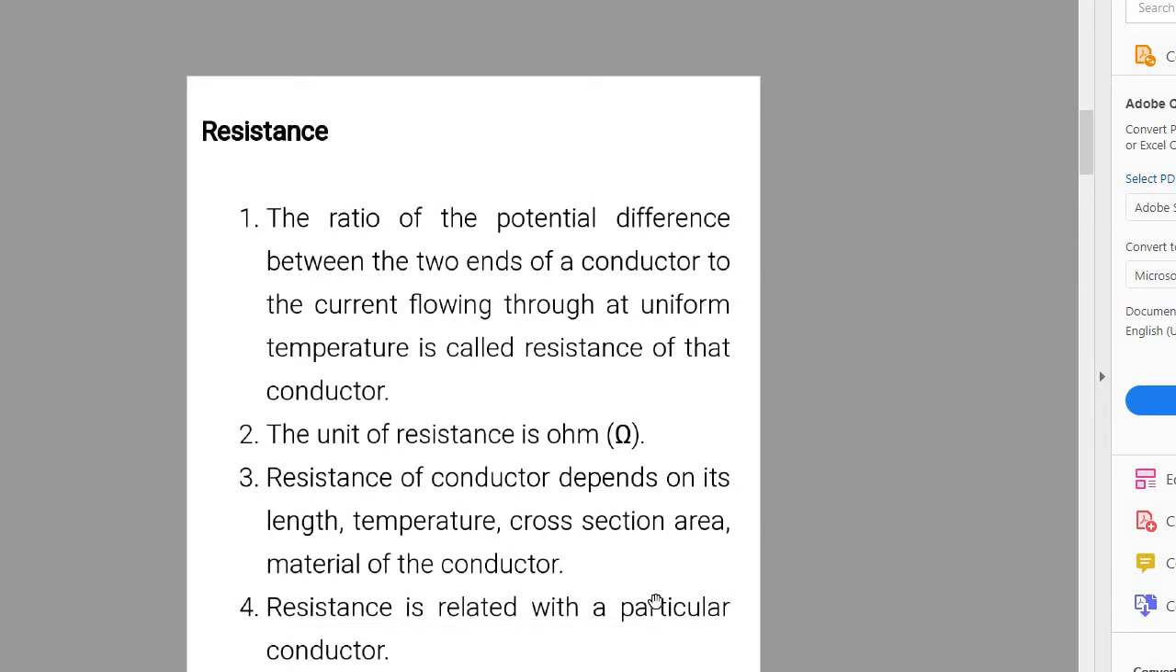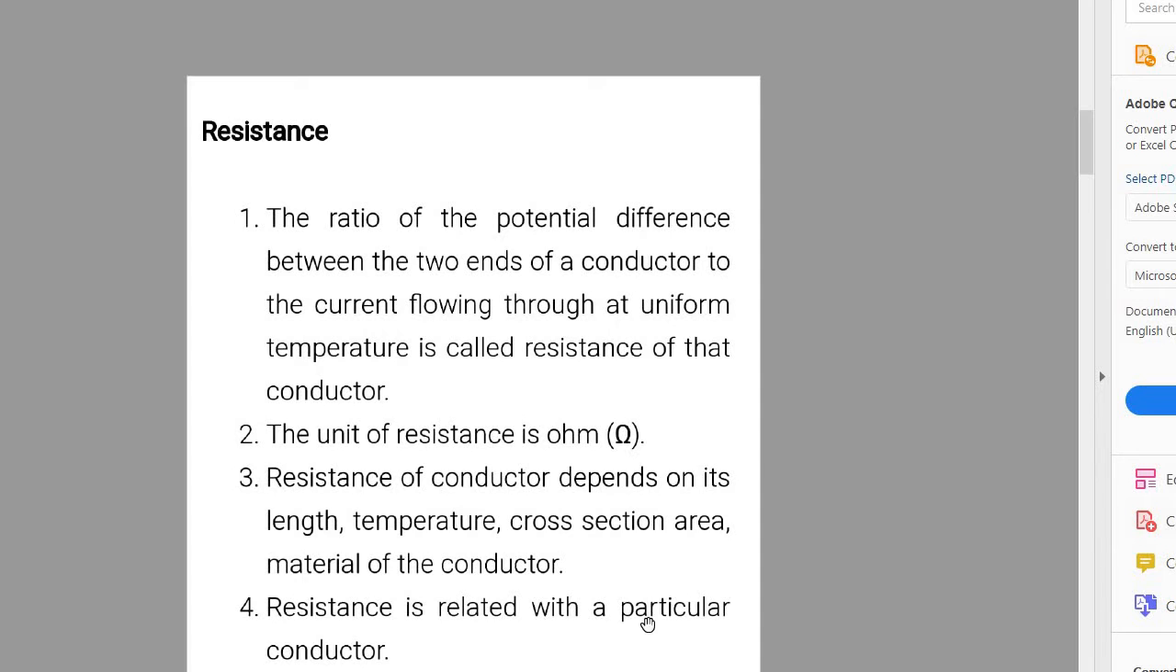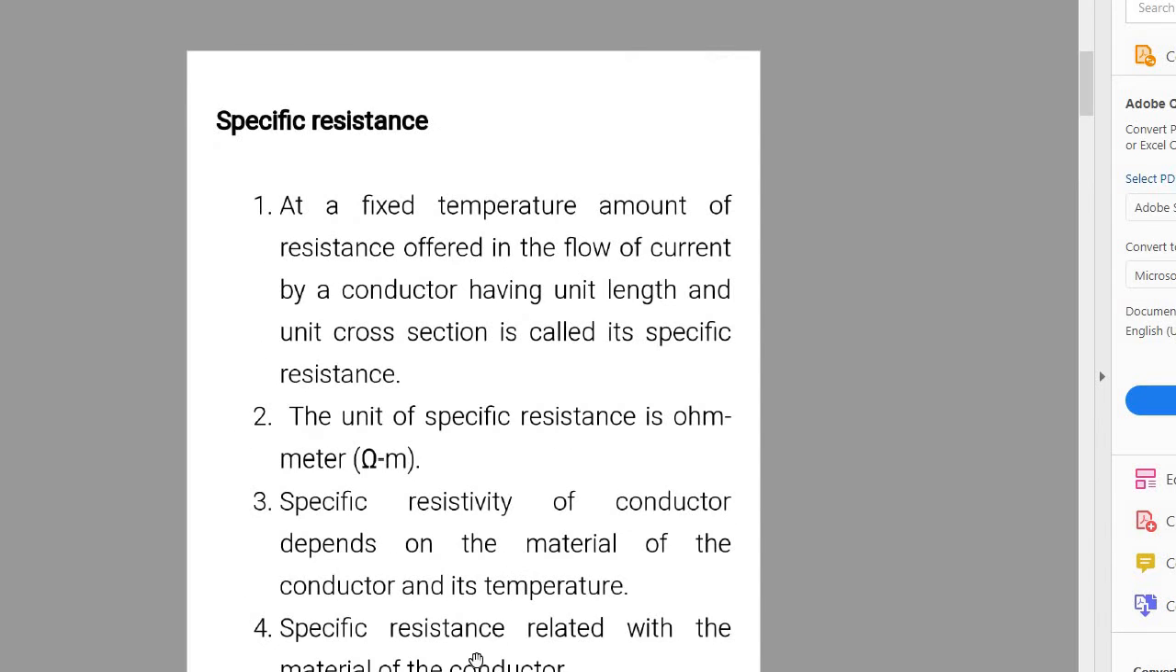Now next is: what is specific resistance? At a fixed temperature, the amount of resistance offered in the flow of current by a conductor having unit length and unit cross section is called its specific resistance. This is the definition of specific resistance. Its unit is ohm meter, and the specific resistivity of the conductor depends on the material of the conductor and its temperature. Specific resistance is related with the material of the conductor. These are the 4 points of specific resistance. This is your answer number 1B.